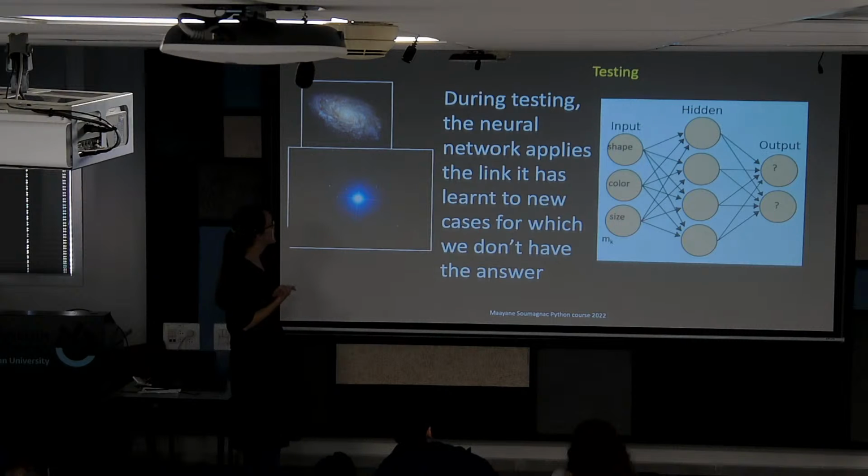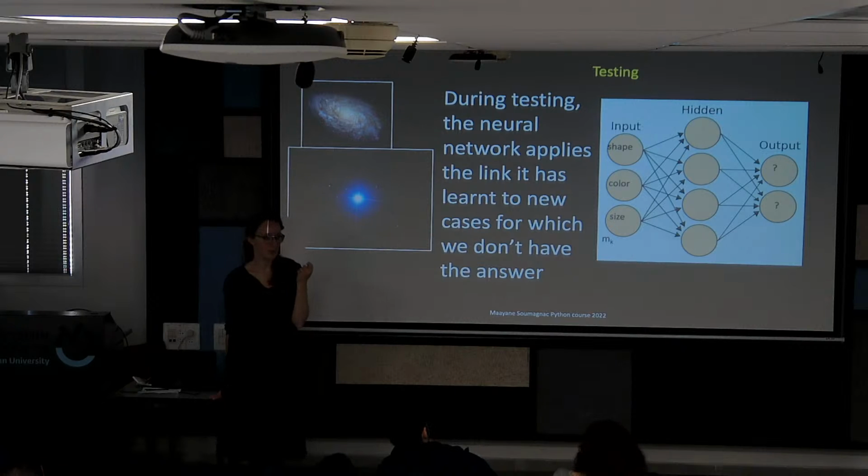Okay, so during the testing, the neural network applies the link that it learned to new cases where we don't know the answer. So this tells you already two things about training sets. A, they need to be big enough, right? Because if we give it a training set with one cat and one dog, it won't have enough cases to optimize a good function, okay?